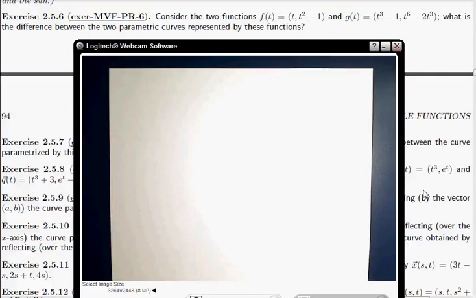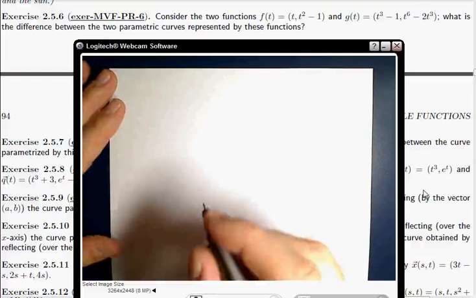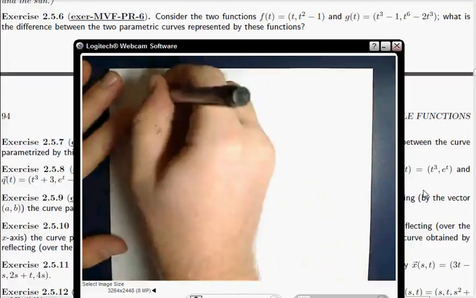Yeah, I mean, there's a little bit to show here. I assert that these have the same image, but you've got to actually demonstrate that. And here's how you do that. So the image.